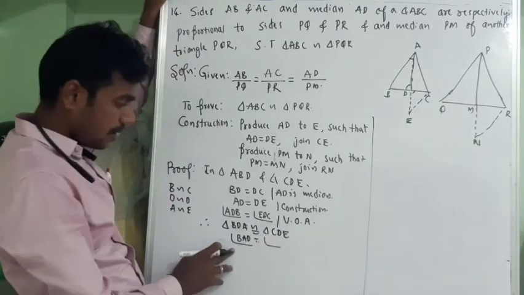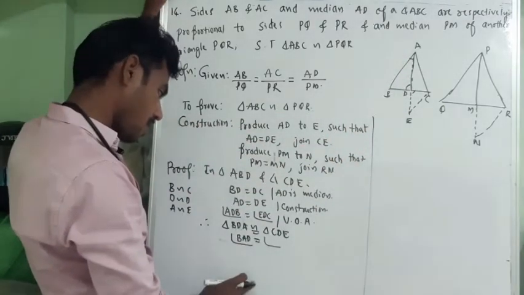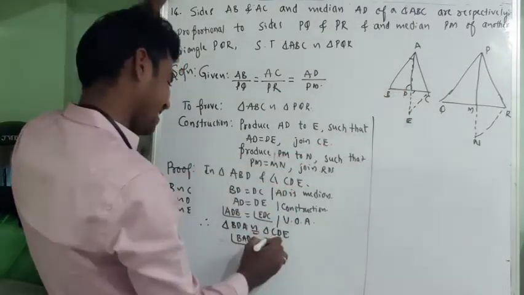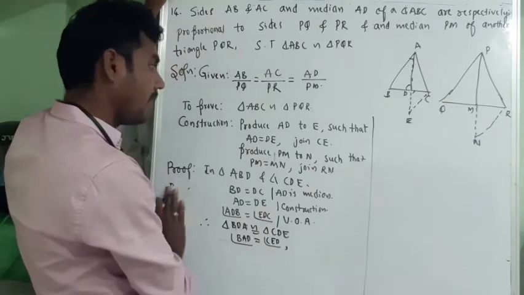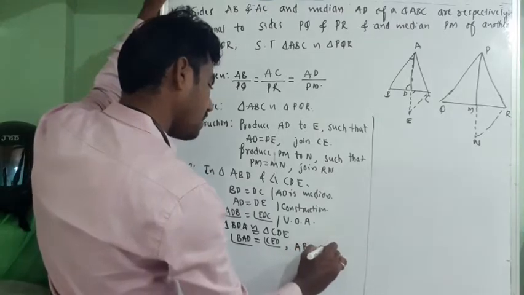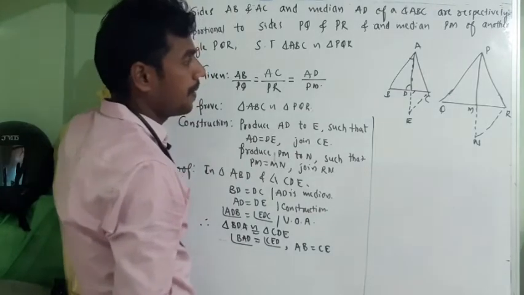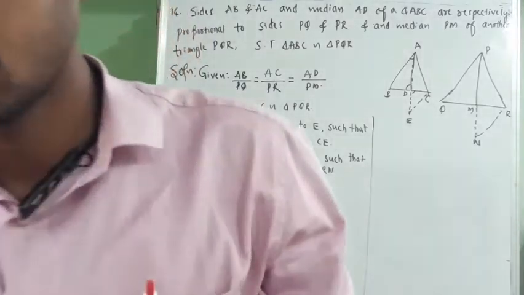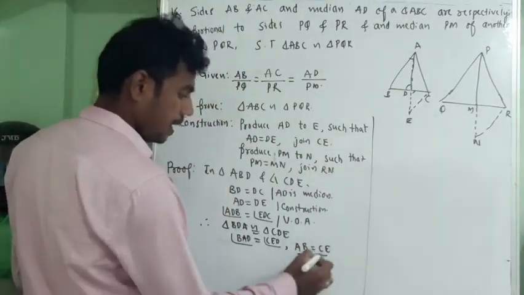Now, angle BAD is equal to angle CED. And even what we can write, AB is equal to CE. Okay. Now, we proved AB is equal to CE.